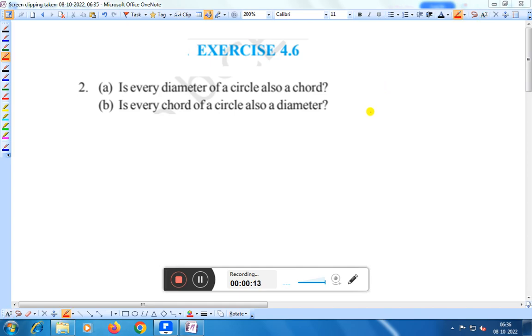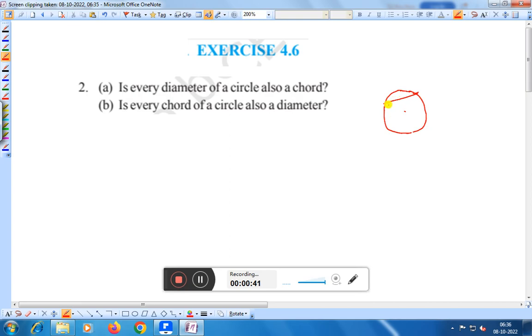Let us first draw one circle. Suppose this is a circle. Now this is the center of the circle. Now, is every diameter of a circle also a chord? What is a chord? If we take 2 points on the circumference of a circle and join them, this is a chord.